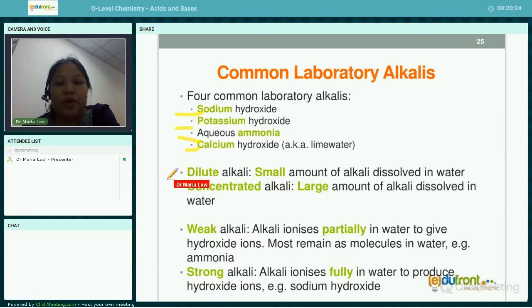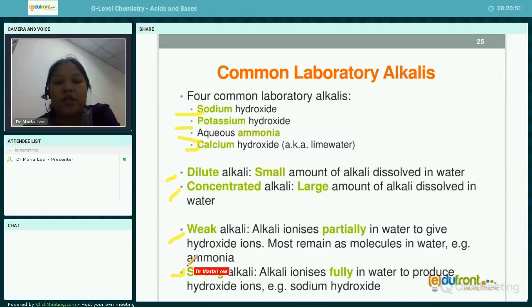Just like the same way that we describe our acids, alkalis are also described in the same manner. We have dilute alkali, which means a small amount of alkali dissolved in water. We have concentrated alkalis. Concentrated alkalis means we have a large amount of alkali dissolved in water. And we have the same terms that we used earlier on. We have weak, we have strong.